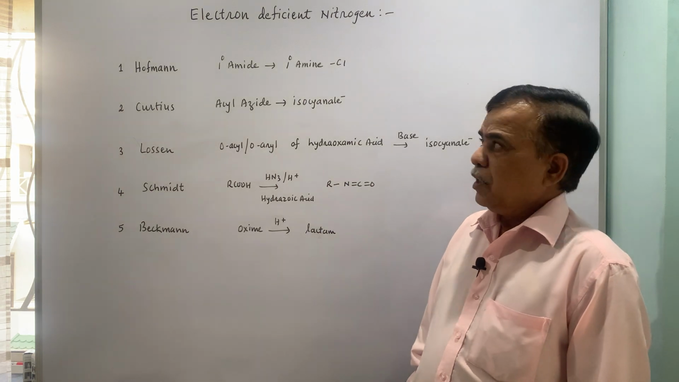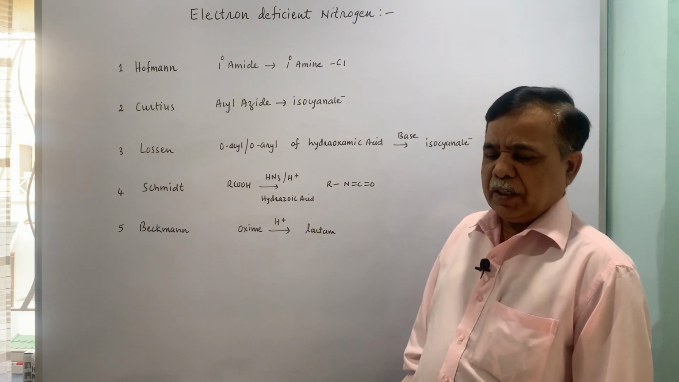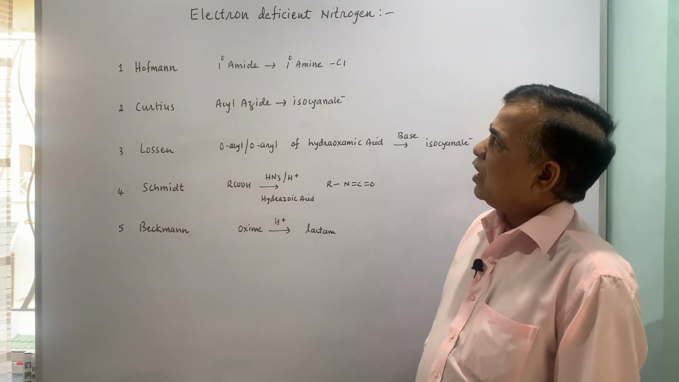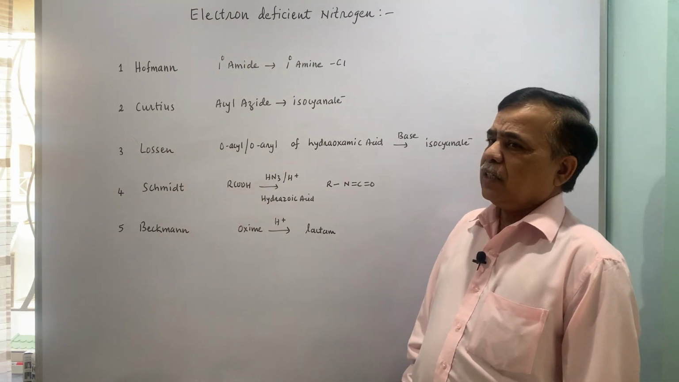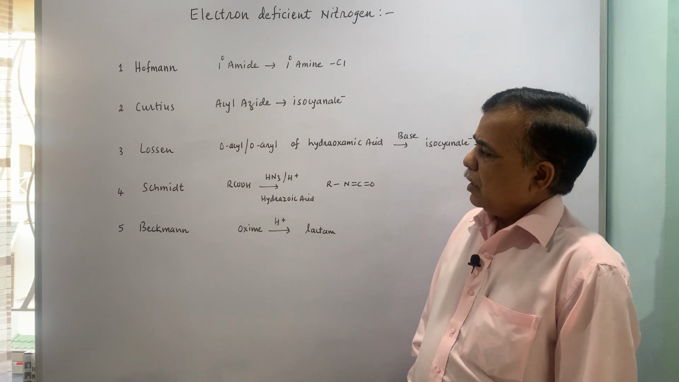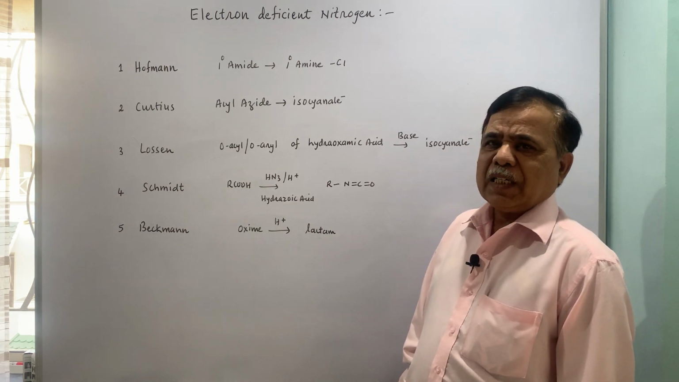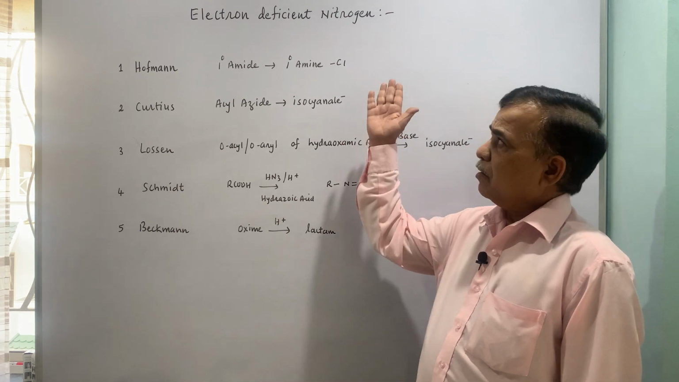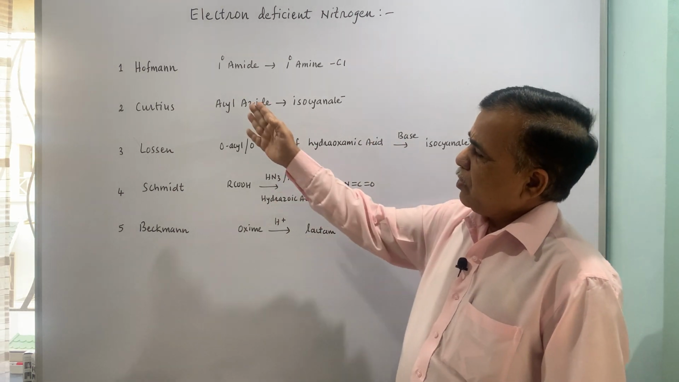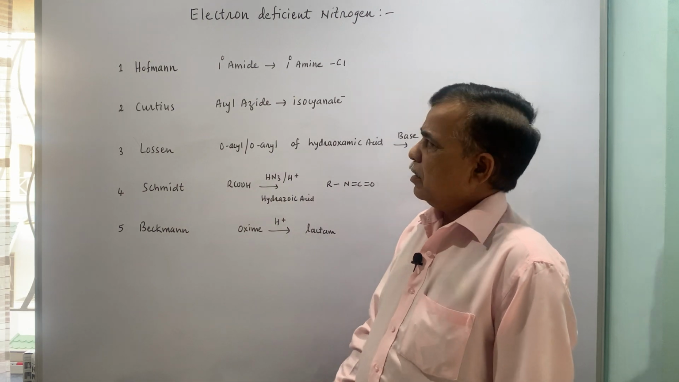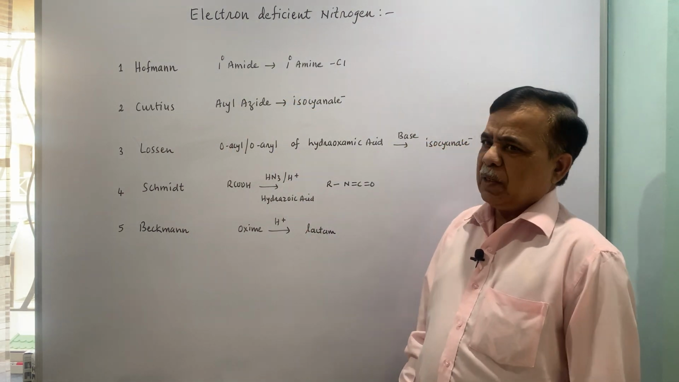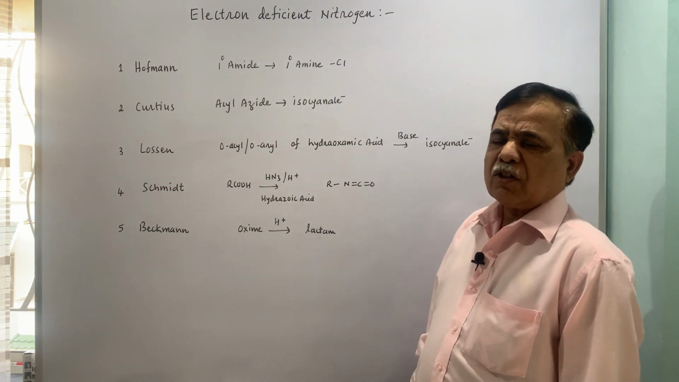Welcome to this lecture on rearrangement reactions. Today we are going to see the rearrangements occurring at electron deficient nitrogen. There are 5 major rearrangements which are categorized under this heading. First one is Hofmann rearrangement, where a primary amide is converted into a primary amine with loss of one carbon.